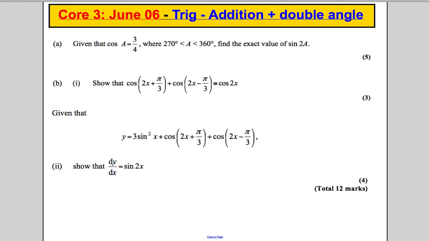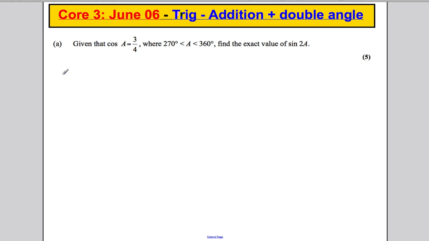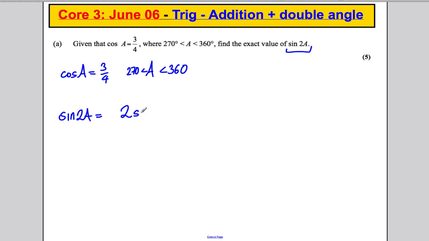Okay, let's work through this. We are told that cos A is 3/4, and more importantly than that, A is between 270 and 360. That's a very important fact for us. We're asked to find the exact value of sine 2A. Now, we know that sine 2A by the double angle formulae is 2 sine A cos A.